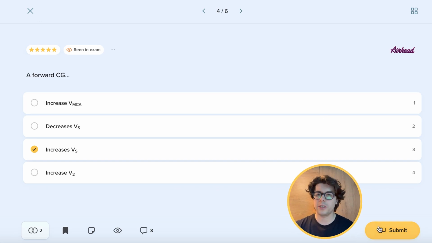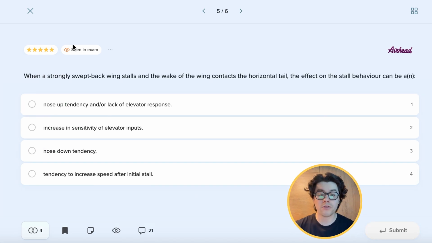And now going into question number 5. So when a strong swept back wing stalls and the wake of the wing contacts the horizontal tail, the effect on the stall behavior can be what? And this is very, very important, and this is a question that can be asked during your airline interviews as well. So the characteristics of a swept wing and the stall characteristics of that wing.